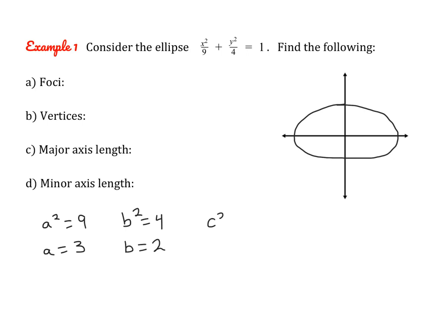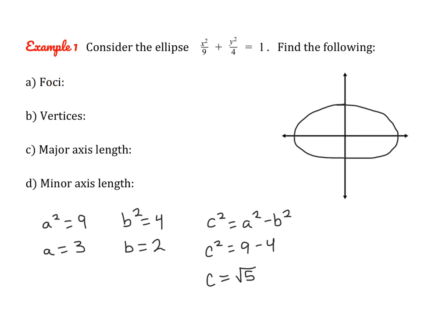And then we have the formula that you just have to have memorized. c squared equals a squared minus b squared. So we have c squared equals 9 minus 4. So our value for c is square root of 5. So we can use these values to help us find all of these different things.